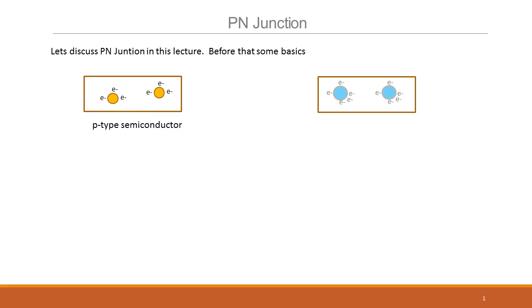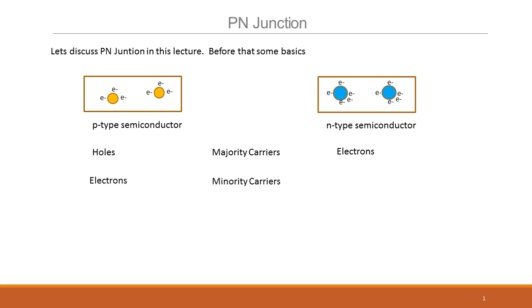If you dope the same semiconductor, silicon, with a dopant atom which has 5 electrons, 4 can form covalent bonds with the neighboring silicon and 1 is free to conduct current. This type is called an n-type semiconductor. The majority carriers in a p-type semiconductor are holes, and in n-type they are electrons. Minority carriers are electrons in a p-type semiconductor, and in an n-type semiconductor they are holes.